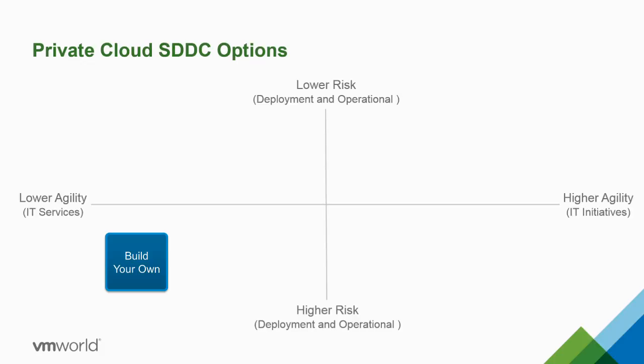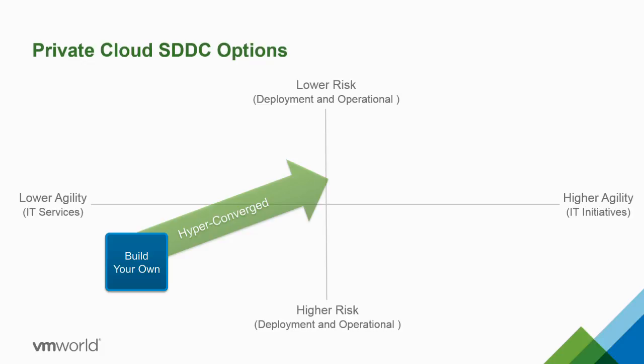So across these two axes, if you just look at the traditional approach, build your own, that's really lower agility and higher risk with respect to deployment and operations. Hyper-converged infrastructure takes you further. It starts making it easier to deploy. Operations are easier and it also starts providing you higher agility with respect to provisioning storage and compute.